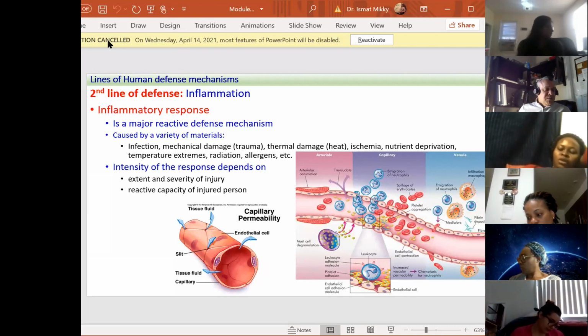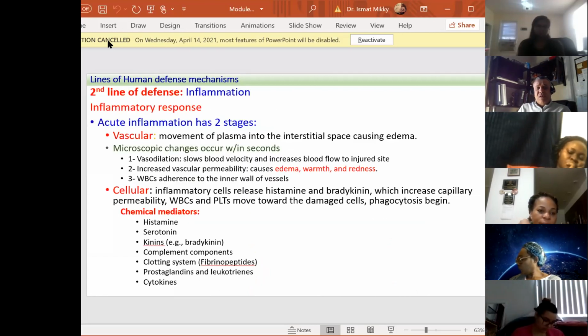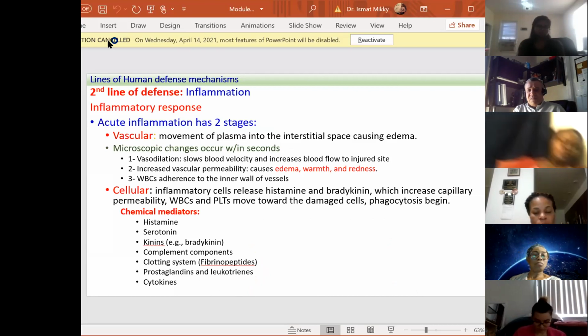The neutrophils will be gushed into the... One second. These are some of the benefits of the inflammation. So, the two major stages, or main stages, of the inflammatory response.